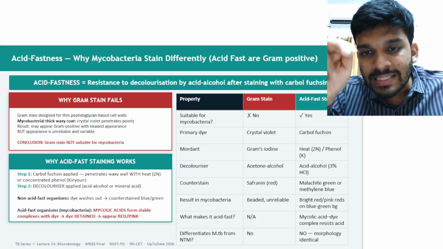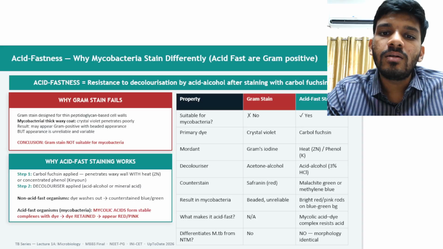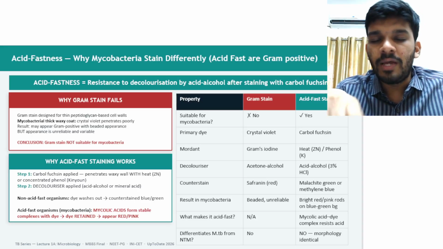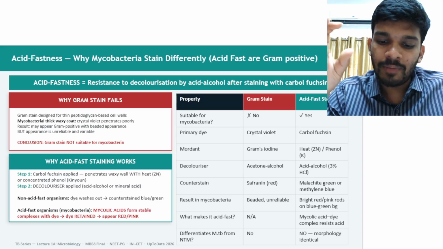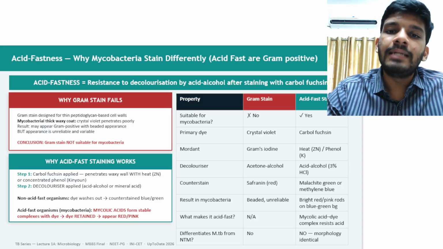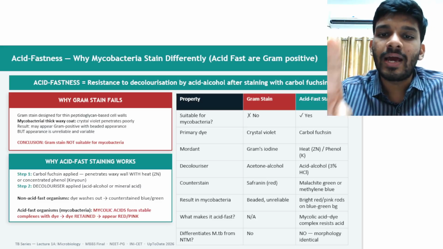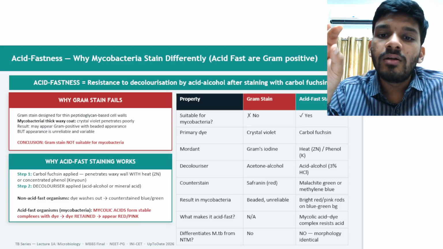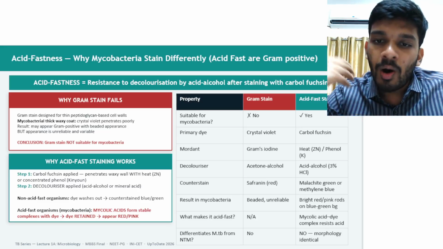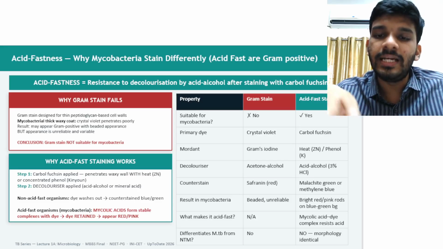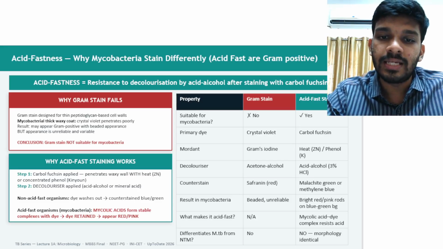To send it inside, you can use heat or you can use phenol. Okay, you can use either of these to help the carbol fuchsin to penetrate, and then you apply a decolorizer to see whether the organism is acid fast or not. For a non-acid fast organism, the dye will come out and it will get counterstained by your counterstain, which is a blue or a green stain.